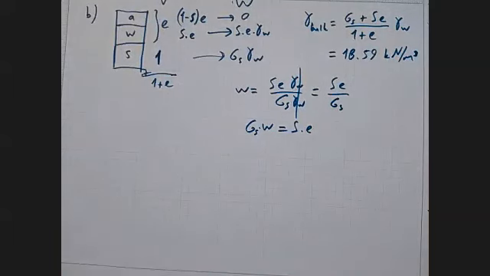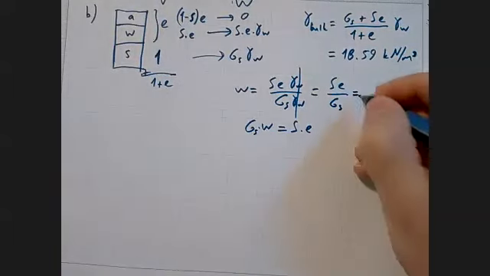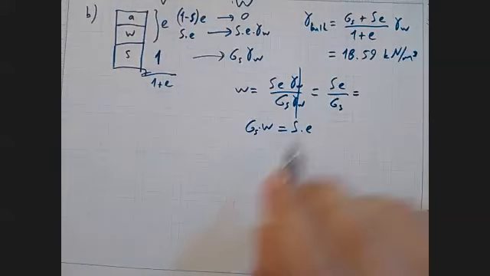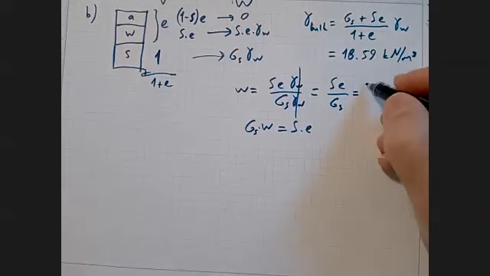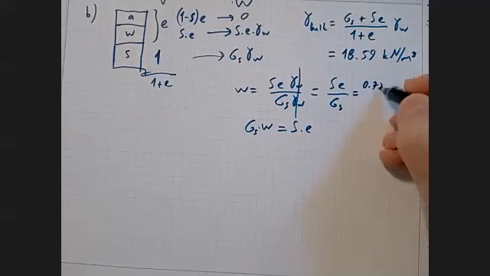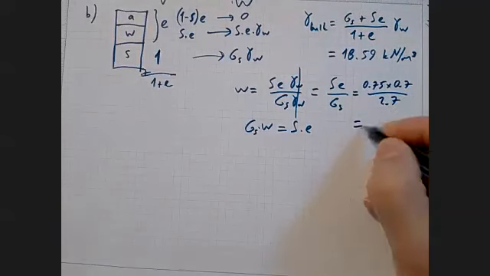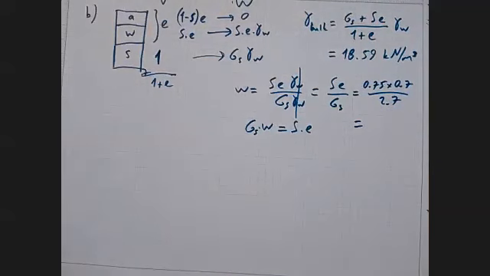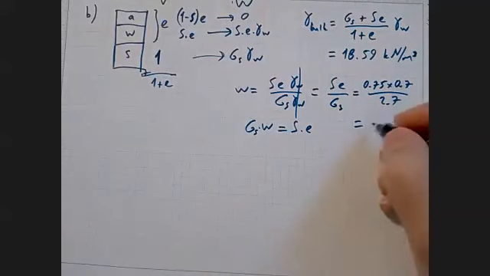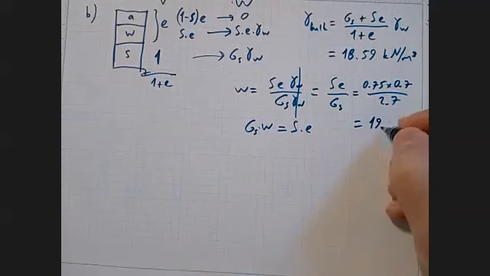So let's see what that gives. That is 0.75 times 0.7 over 2.7. So that gives us 19.4%.